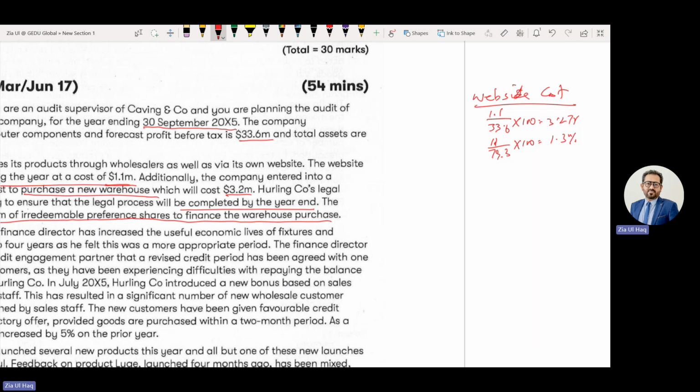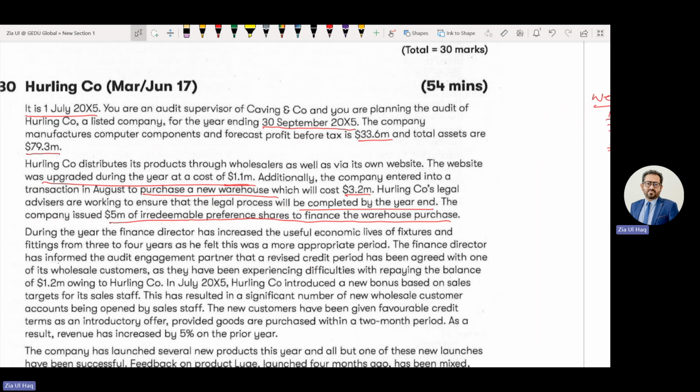The company has upgraded its website at a cost of 1.1 million. What could be the risk? Only capital nature expenditure should be capitalized and recorded as an intangible asset. Revenue nature expenditure should be expensed out. So there could be chances that the company is misclassifying revenue expenditure as capitalized. Due to that, asset and profit could be overstated and expenses understated. This risk we will write down.